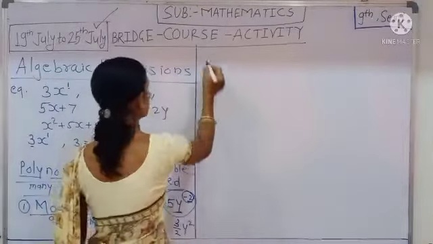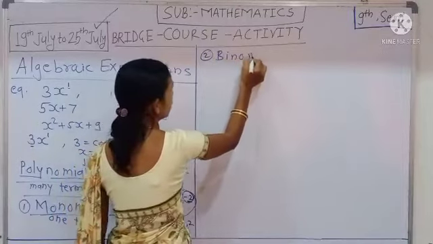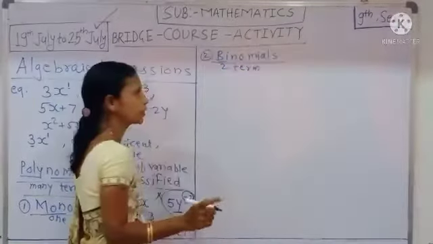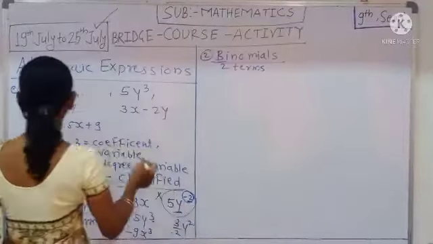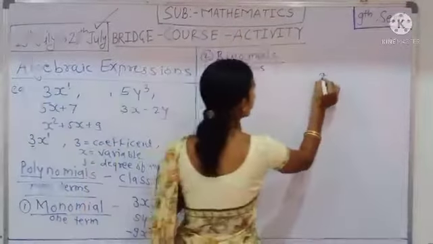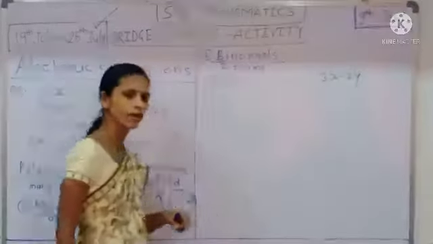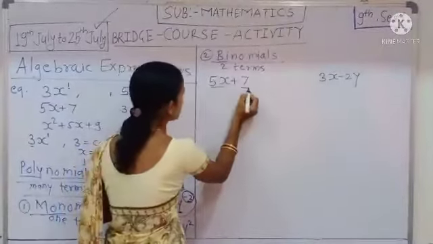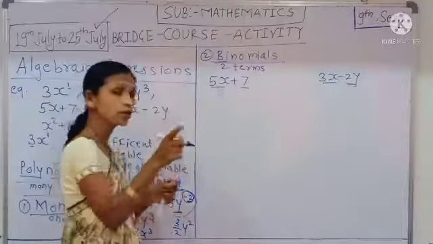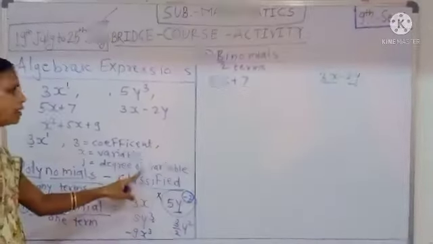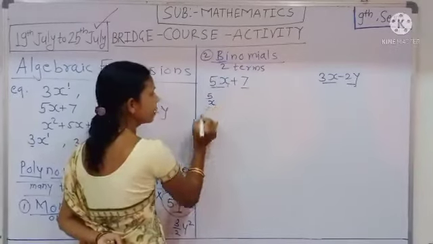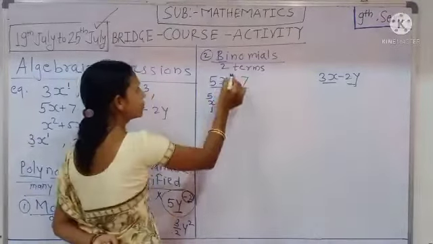Then the second one is binomial. Binomial means two terms. These are algebraic expressions which contain two terms. For example, 5x plus 7 is one binomial, and 3x minus 2y is another example of a binomial. It contains two terms, and between the two terms a plus or minus sign is there. Each term contains a coefficient, a variable and its degree. In the first term, 5 is the coefficient, x is the variable, and 1 is the degree of this term.